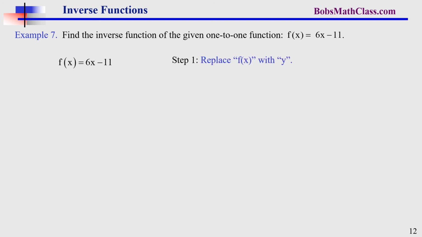Right. Replace f of x with y. So where you see an f of x, change it to a y. That's step 1. Not bad, not hard. What's step 2? Right, switch the x and y. So switch the x and y. That gives us x equals 6y minus 11.